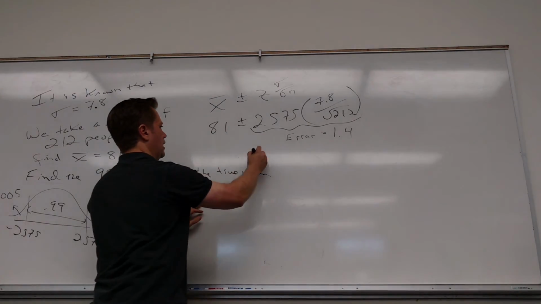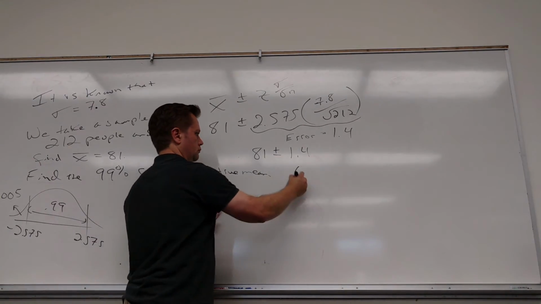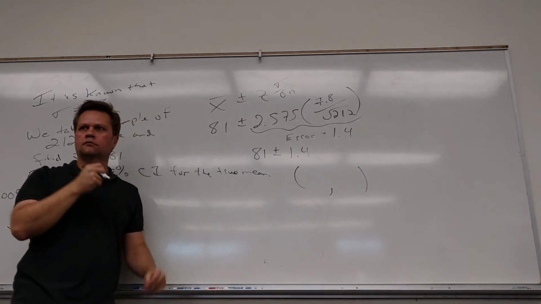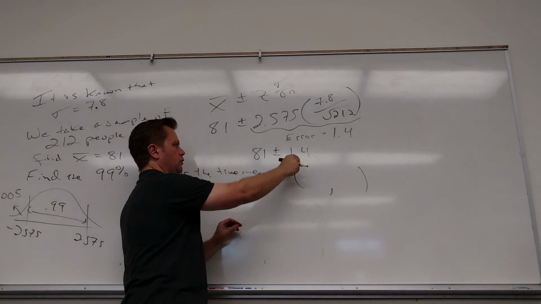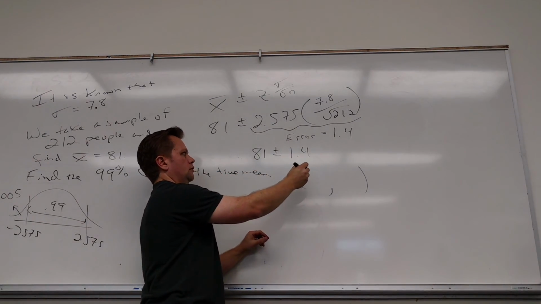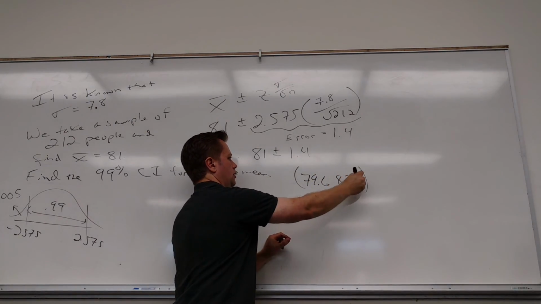So now I just say 81, give or take 1.4. Make my interval. If I subtract it from 81, what do I get? 79.6. Then I add it to 81: 82.4.